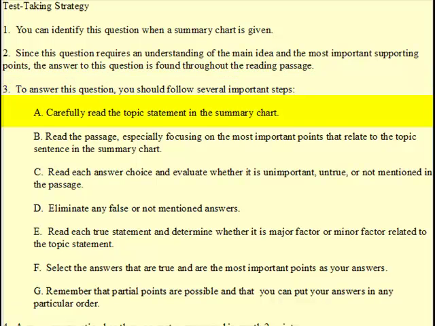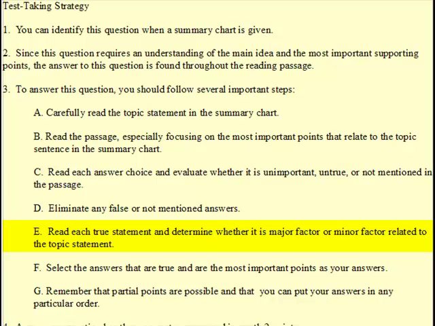A. Carefully read the topic statement in the summary chart. B. Read the passage, especially focusing on the most important points that relate to the topic sentence in the summary chart. C. Read each answer choice and evaluate whether it is unimportant, untrue, or not mentioned in the passage. D. Eliminate any false or not mentioned answers.